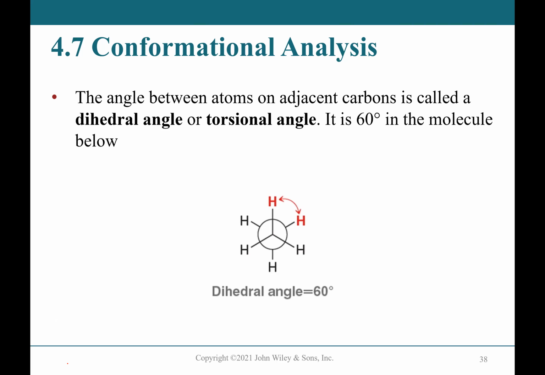So the angle between atoms on adjacent carbons is called a dihedral angle or a torsional angle, and it's 60 degrees in the molecule below. If you go another 60, you get to 120. If you go another 60, you get to 180. And you keep on going around, you get to 360. And sometimes they can be eclipsed.